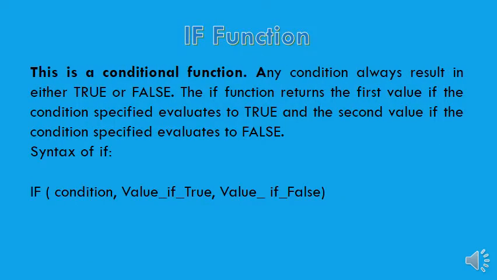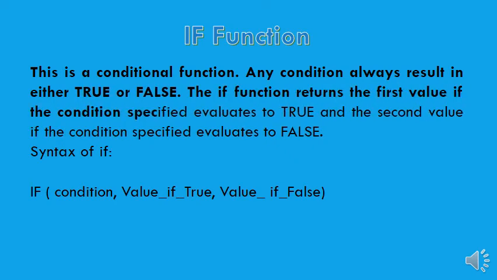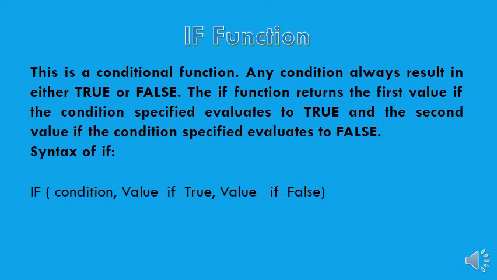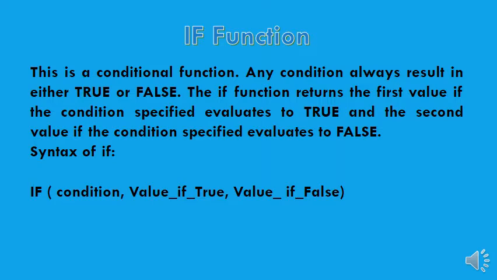If function. This is a conditional function. Any condition always results either true or false. The if function returns the first value if the condition specified evaluates to true, and the second value if the condition specified evaluates to false. The syntax of if is this: first we write the if, then we write the condition. If the condition is true, then the true part will execute, otherwise the false part will execute. I am showing the example of if function in my next video.